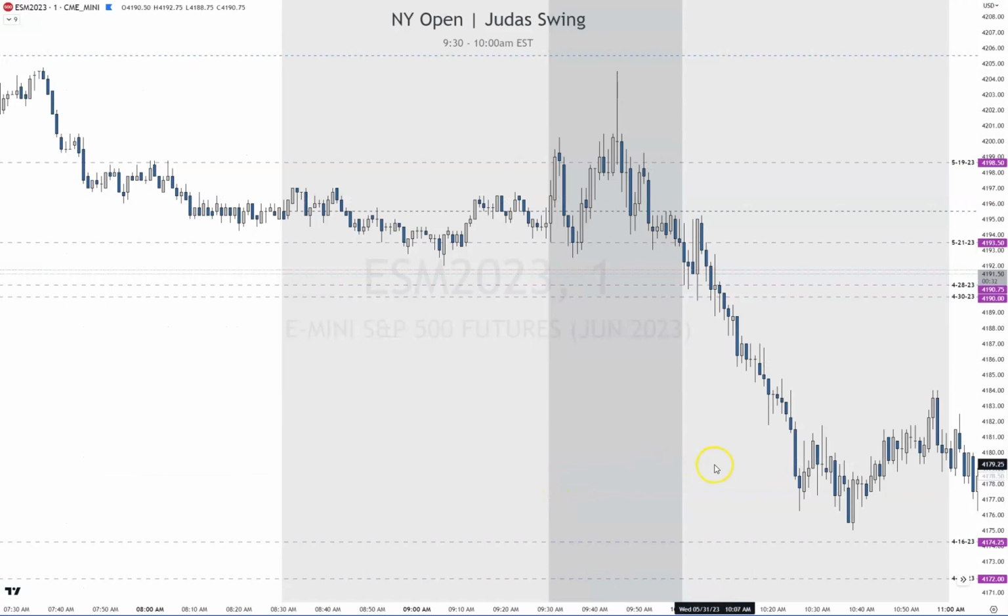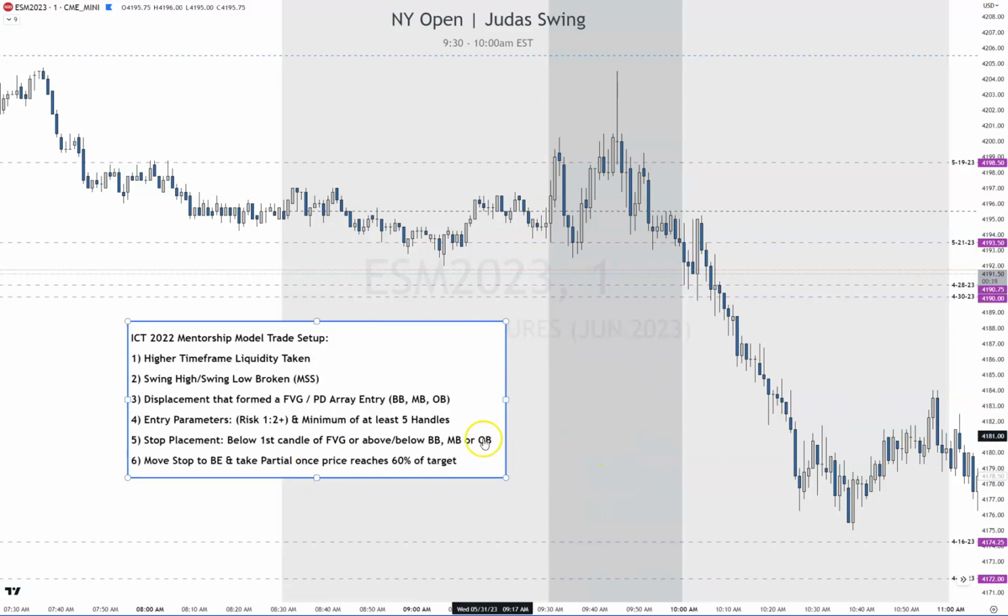Hey everybody, I want to go over the morning session for May 31st and show you the entries and potential setups that I saw. So I'm going to throw up my rules here. I trade the 2022 mentorship model.